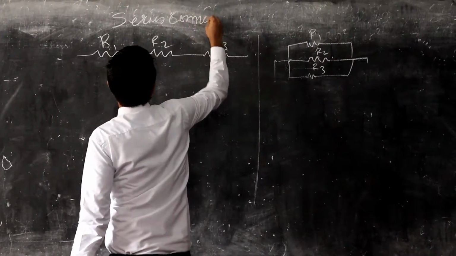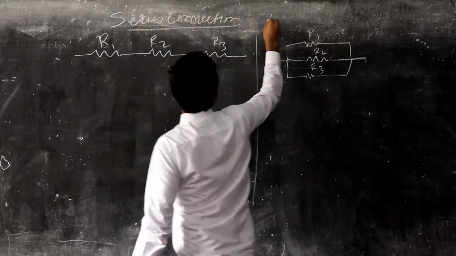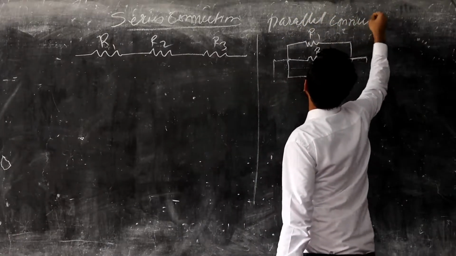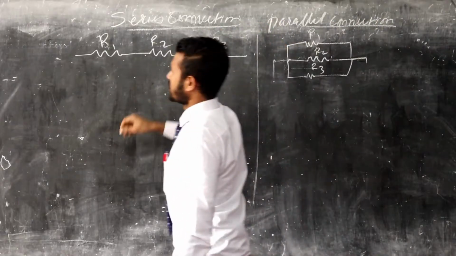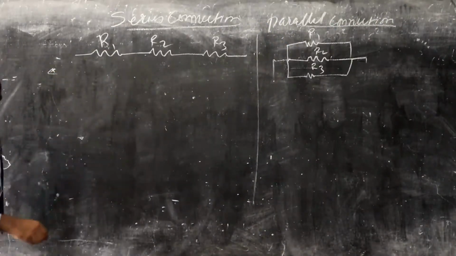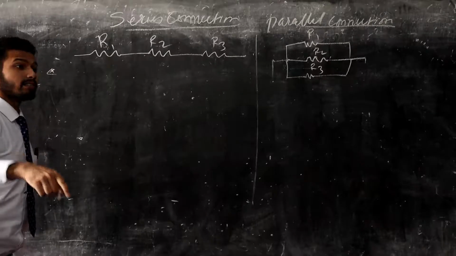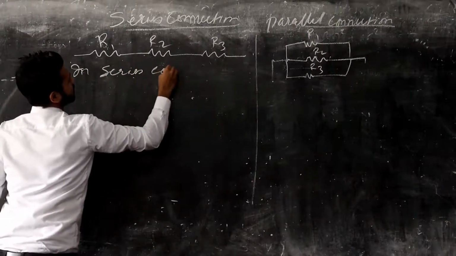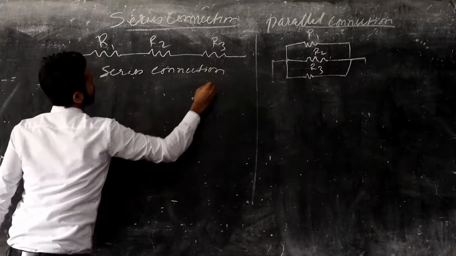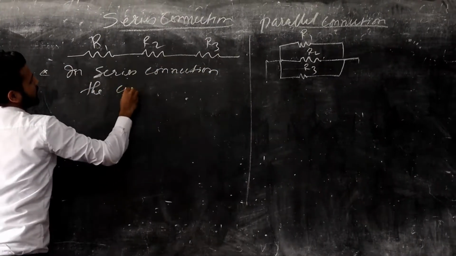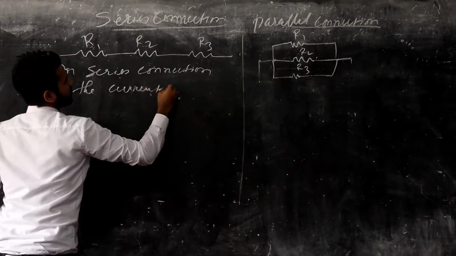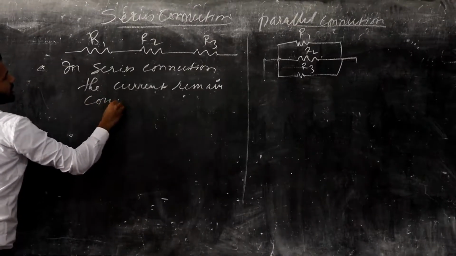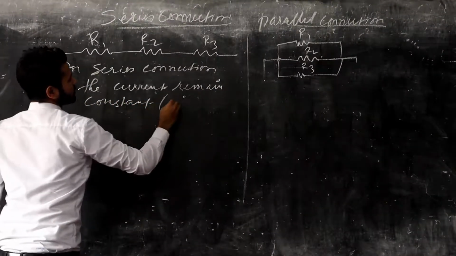Series connection, it is what? Parallel connection. We found the first thing that in series connection the current remains the same. In series connection the current remains constant. You can write constant also, you can vary a little bit, or same.